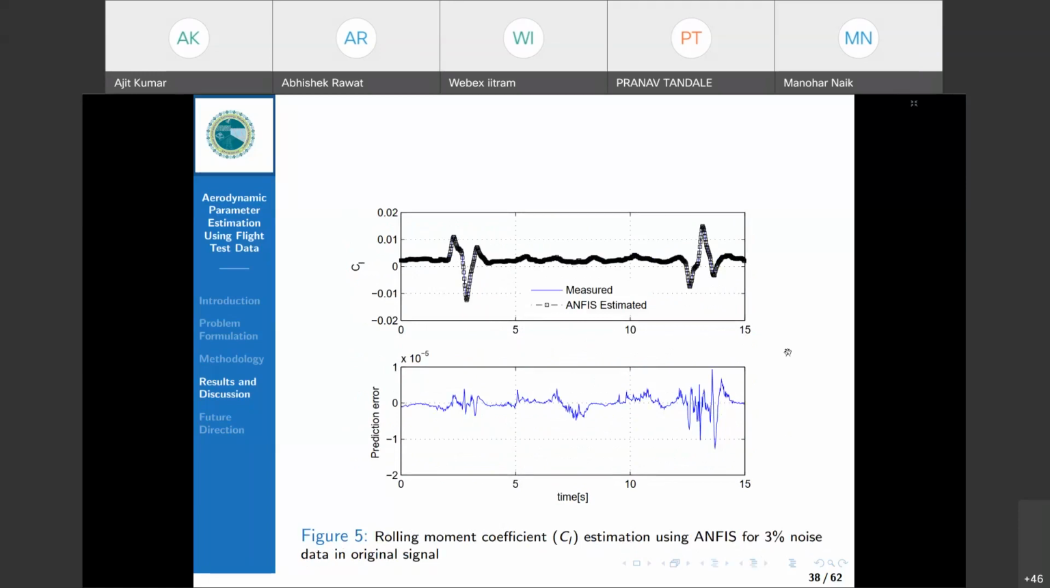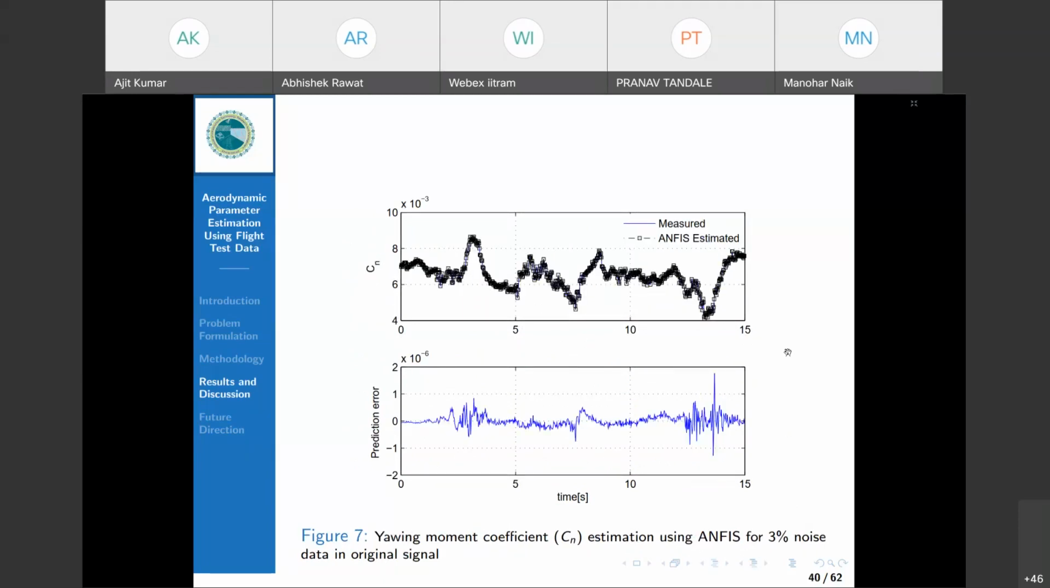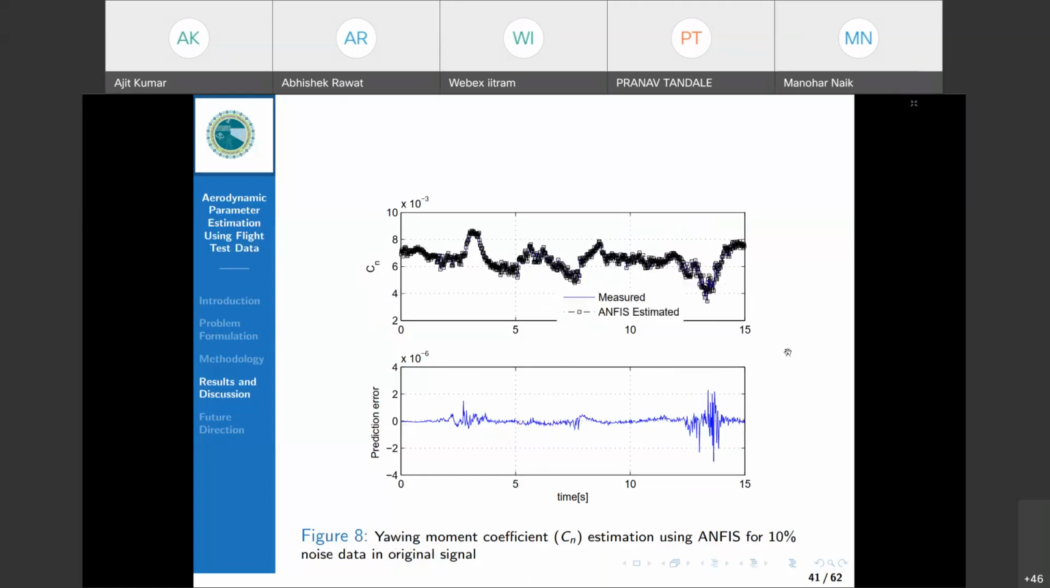Similarly, this exercise was done for rolling moment coefficient CL, and we saw our prediction error in the order of 10 to the power minus 5. This earlier one was for 3%, this is for 10%. And then for yawing moment, the prediction error was again in the range of 10 to the power minus 6 using 3% noise data and 10% of the noise data.